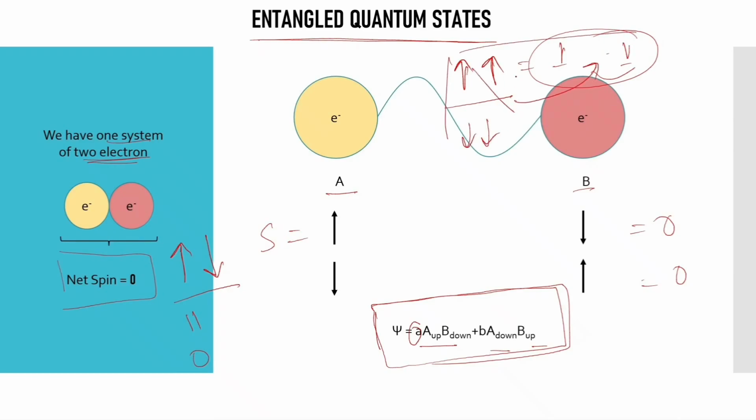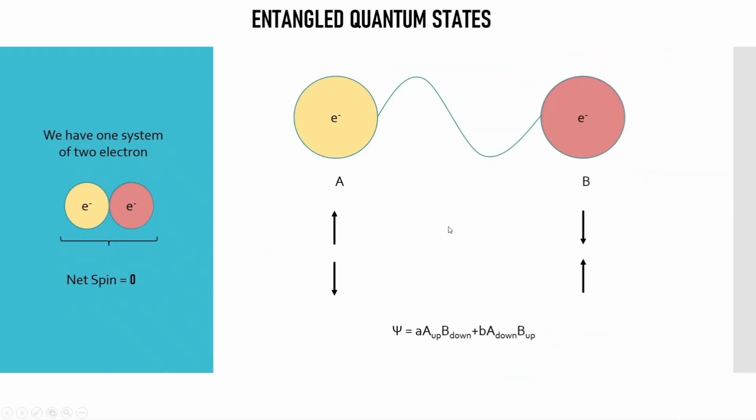So since this is not possible, we only have these two, and thus this is the entangled state. Again, the probability is 50% for this, 50% for this, and hence the constants will be 1 by root 2.